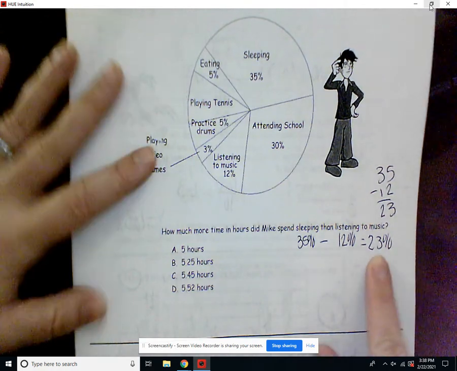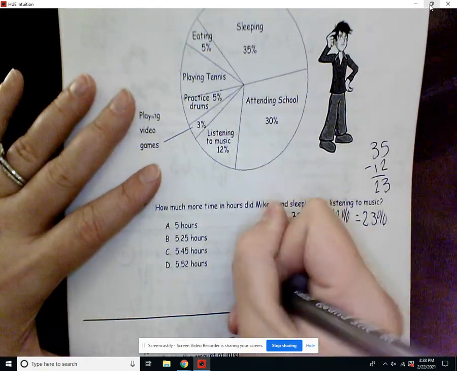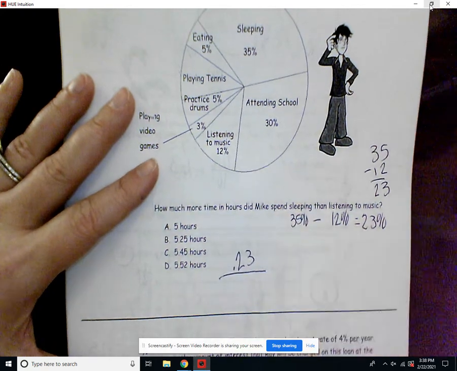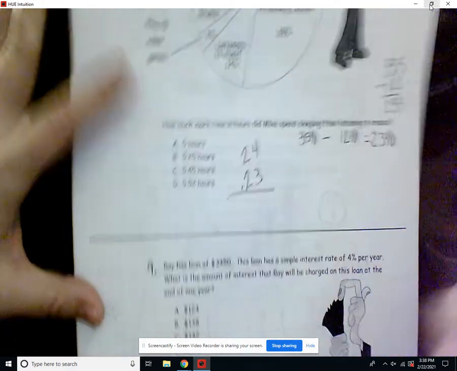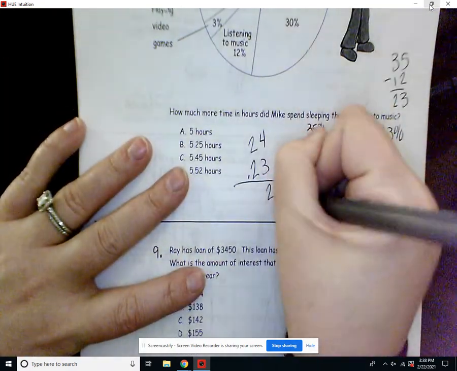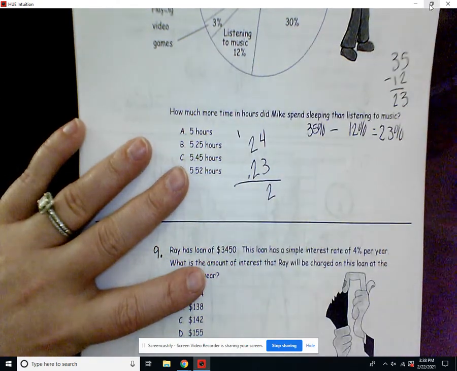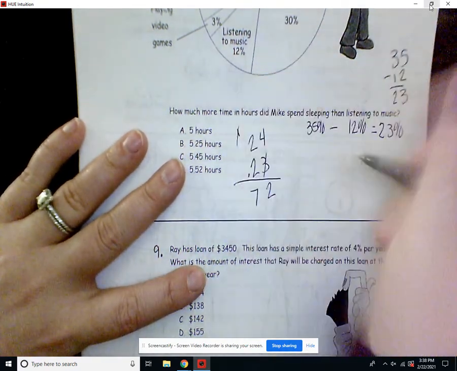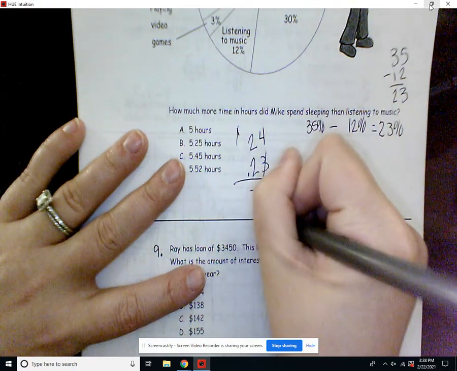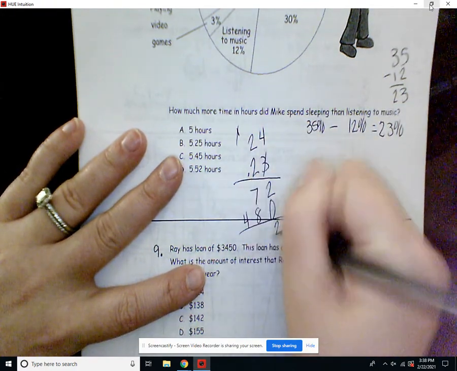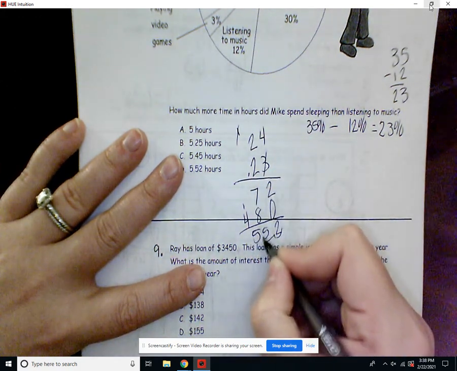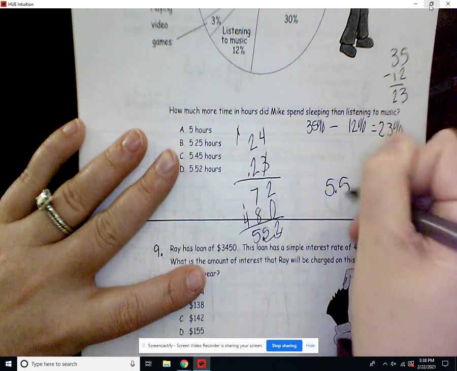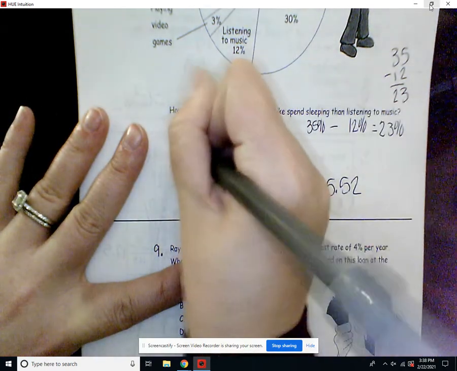So again, when we see a percent, what do we do? Change it to a decimal and then multiply. But what are we going to multiply by? 24 hours. That's what they give us. Okay, so 3 times 4 is 12. Carry our 1. 3 times 2 is 6, plus 1 is 7. Add a 0. 2 times 4 is 8. 2 times 2 is 4. Then we'll add. Move our decimal over 2 times. So we get 5.52, which is D.